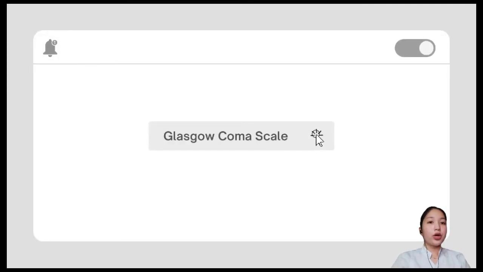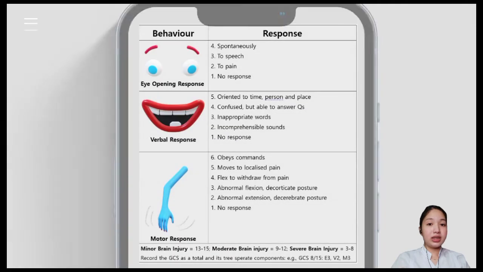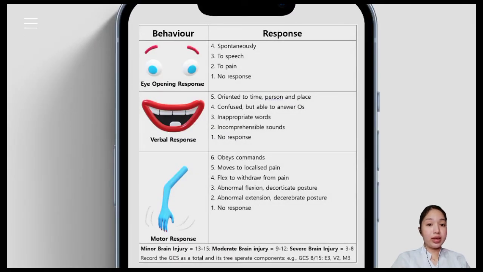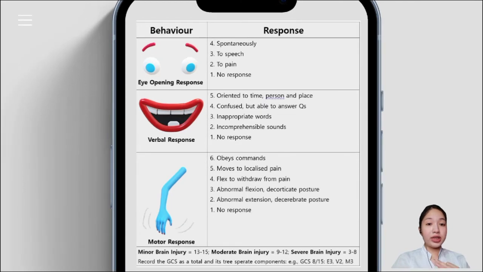For this slide, we are about to proceed to the GCS, or Glasgow Coma Scale table. The table consists of 3 areas of GCS. Let's start with the eye-opening response. It involves the evaluation of arousal or being aware of the environment. Score number 4 is classified as spontaneous. The eyes were opened spontaneously.